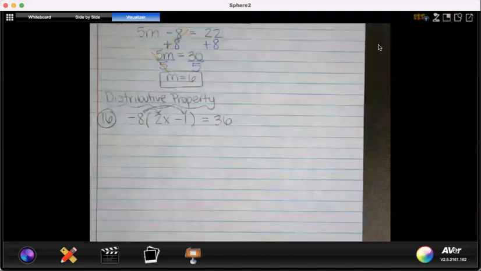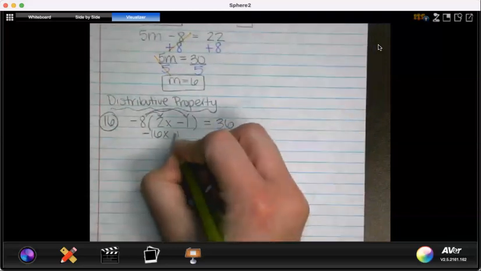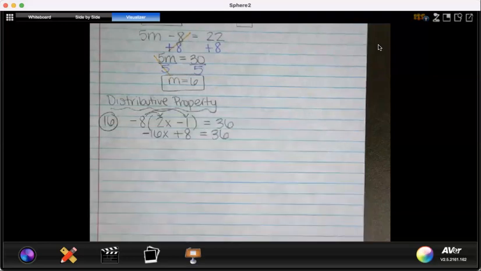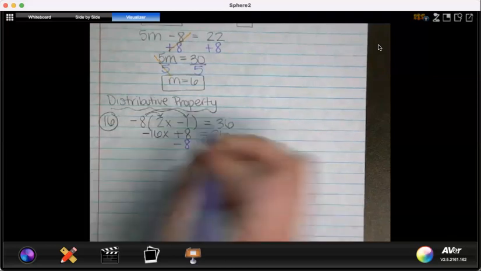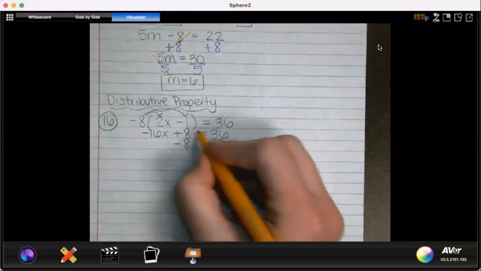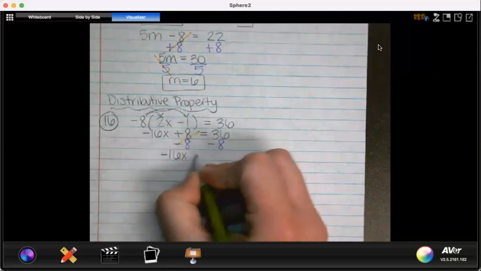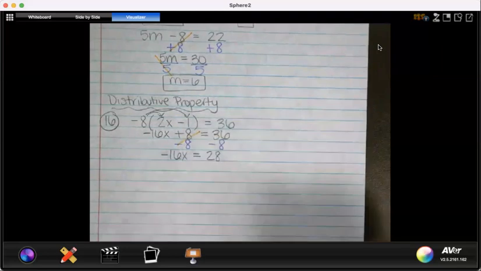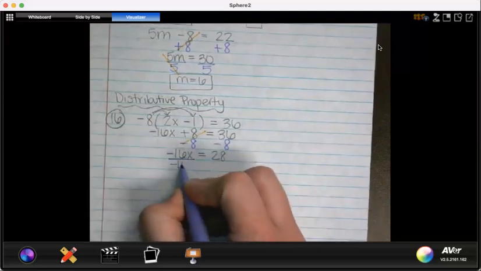which gives us negative 16x plus 8, a negative times a negative, which equals 36. From here, I'm going to subtract 8 from both sides, which equals 28. And then I'm going to divide by negative 16.